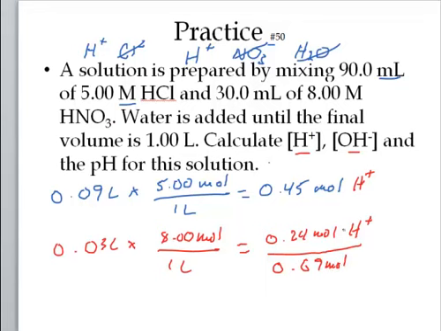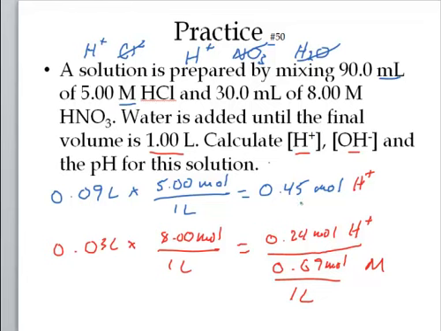And then what kind of volume am I dealing with? Let's see. Water is added till the final volume is 1 liter. So that makes it fairly straightforward. It's 1 liter. Okay. So my molarity is 0.69 molar. Okay. So now that I know that, I know the concentration of H plus. What's the pH of that? Well, I'm going to take the negative log of 0.69, and let's see what that gives me.